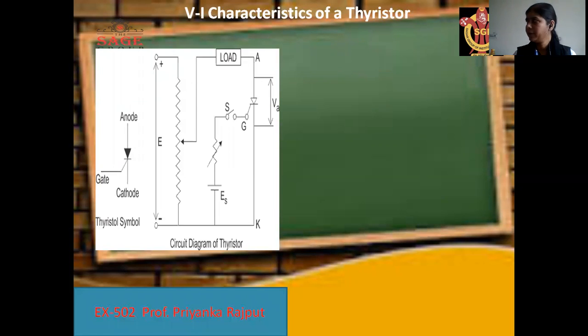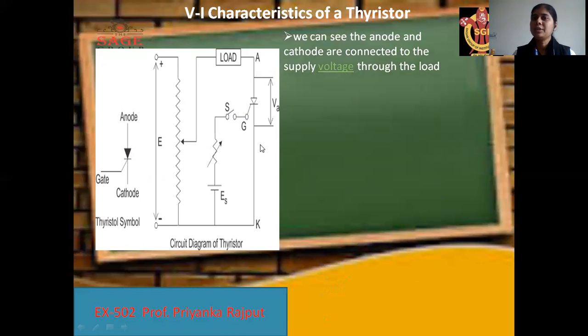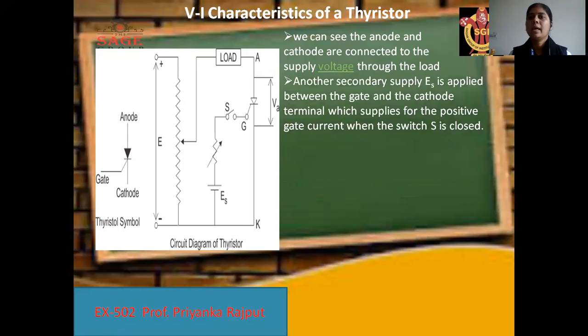Now, this is the circuit for the VI characteristic of a thyristor. Here we see an SCR, with anode and cathode connected to the supply through the load, and the gate terminal connected with a switch and secondary supply ES. Here the switch is open. The secondary supply ES is applied between gate and cathode terminal, which supplies the positive gate current when the switch is closed.